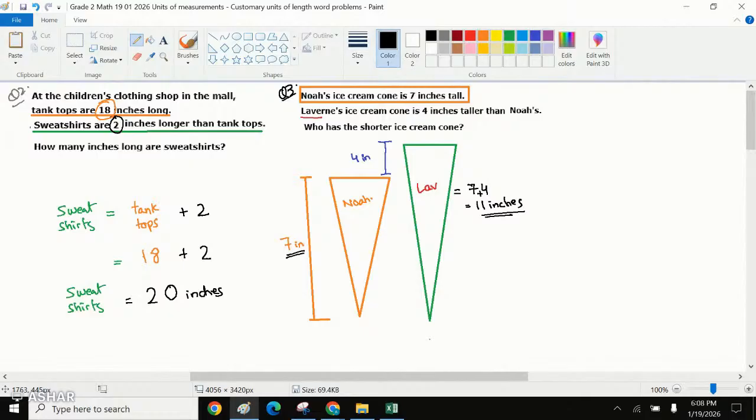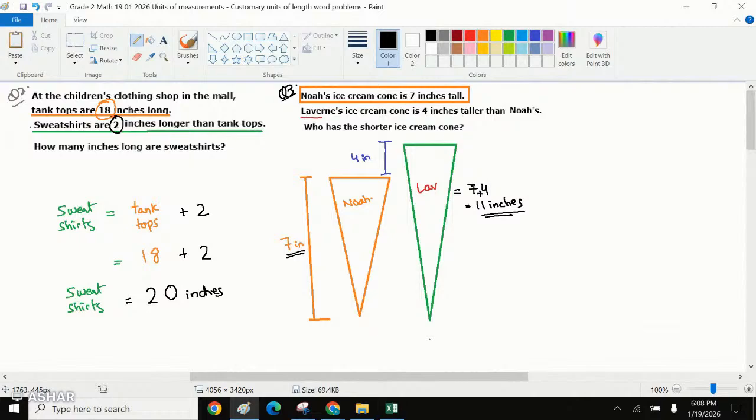How can we have 3 feet? May, which question are you on? Question number 2. 2 is also inches, right? We are doing question number 3.